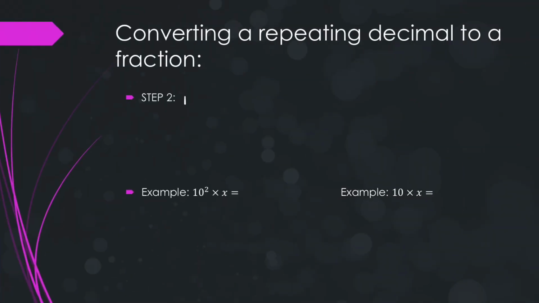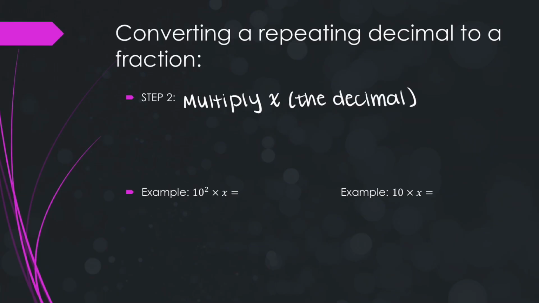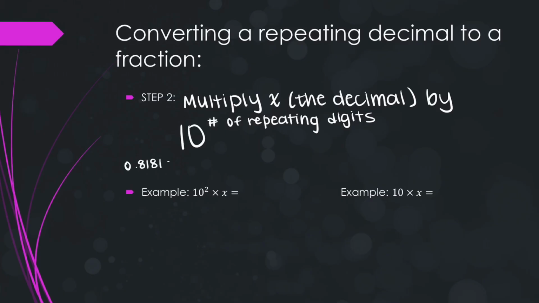Okay, so step 2, now that we have x equal to the decimal, is to multiply x, or the decimal, by 10 to the power of the number of repeating digits. So for example, in the first one, we had 0.818181, right? I'll just write that here. Only 2 digits are repeating, the 8 and the 1, so my exponent would be 2.